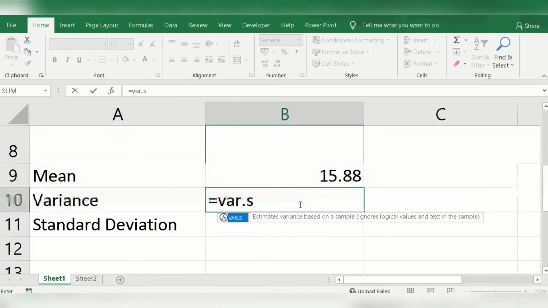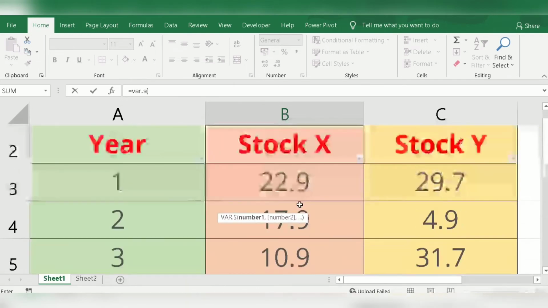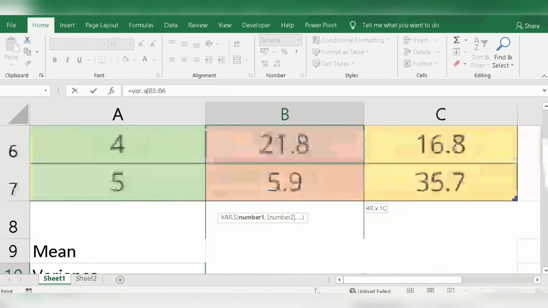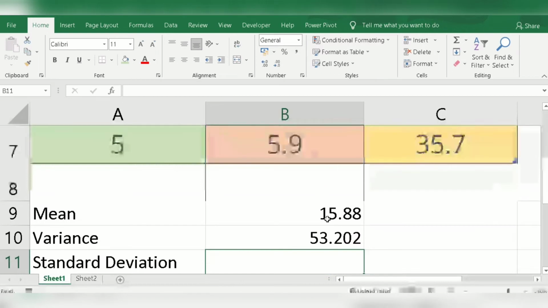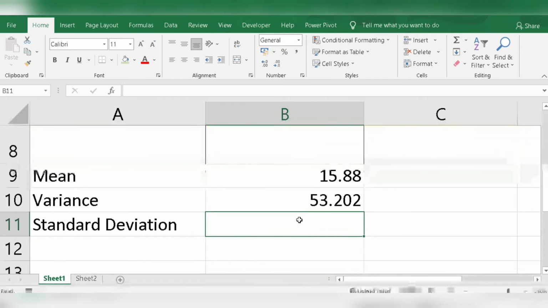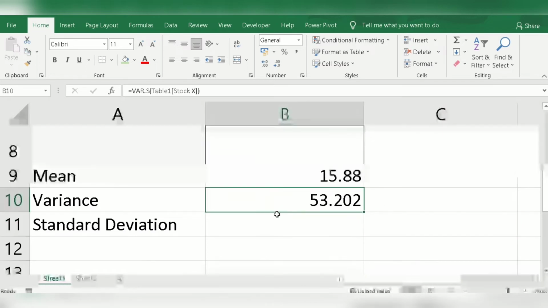Okay, so you have to use the formula VAR.S, then select the range. What is the range that has been given? That range you have to select. Now you got it, 53%. The variance will be available as 53%. That means the volatility of stock X will be 53%. It will be higher only.